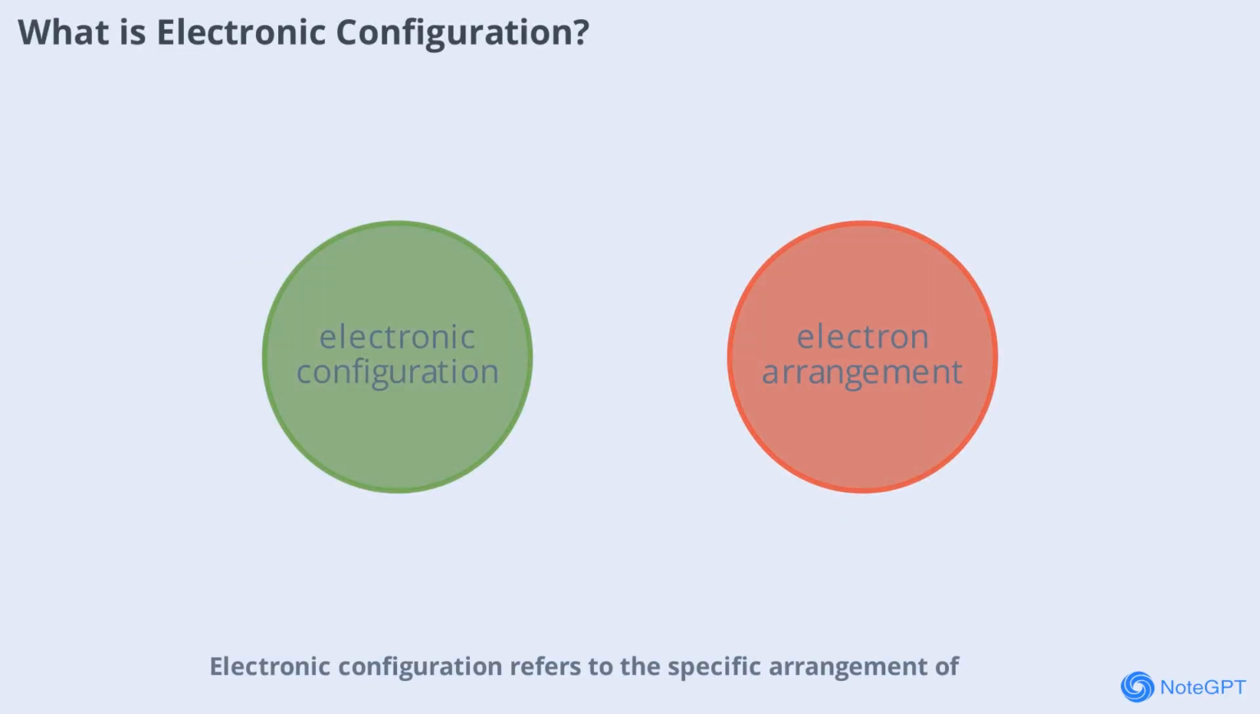Let's start by exploring what makes up an atom and why the arrangement of electrons is so crucial. Electronic configuration refers to the specific arrangement of electrons in an atom's electron shells and subshells. Each atom has a unique configuration that determines its chemical behavior. By understanding electronic configuration, we can predict how atoms will interact, bond, and form compounds. This concept is foundational in chemistry, helping us explain why sodium reacts explosively with water or why noble gases are so unreactive.